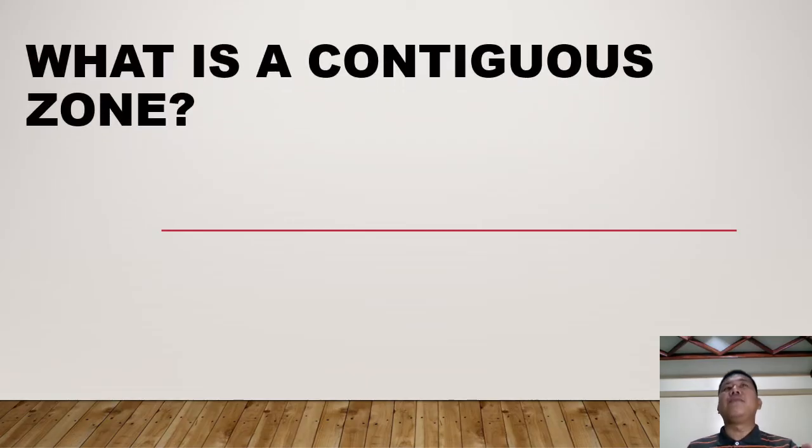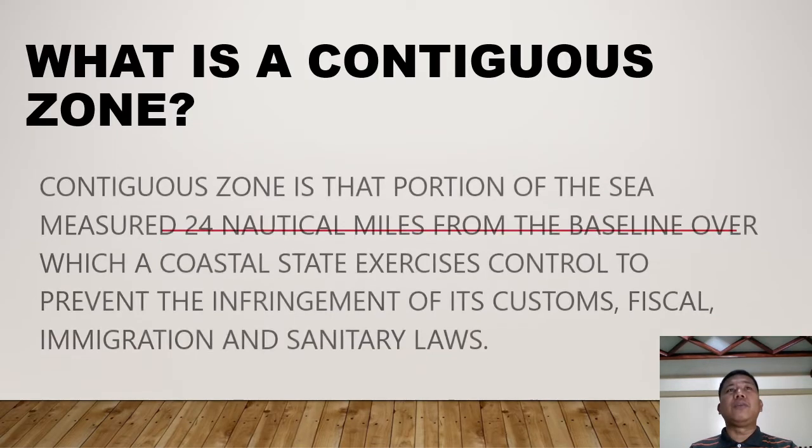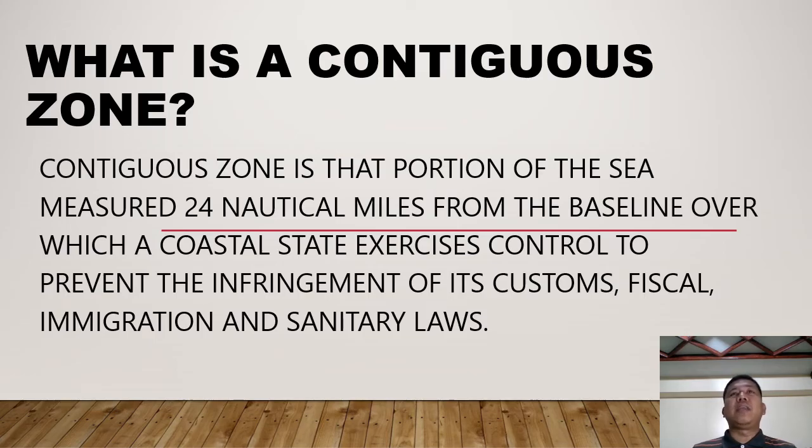Then we also have, as mentioned in Article 1 of the Philippine Constitution, a contiguous zone. So what is a contiguous zone? Contiguous zone is that portion of the sea measured 24 nautical miles. So the territorial sea is measured 12 nautical miles. The contiguous zone is measured 24. TS 12, CZ or contiguous zone 24 nautical miles from the baseline, or 12 nautical miles at the end of the territorial sea.